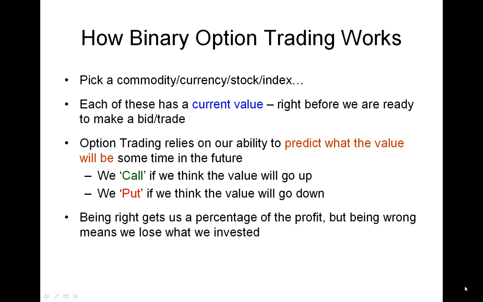Let's overview what binary option trading basically is. We pick a commodity or currency or stock, and each of these has a current value at any given point in time. And binary option trading relies on our ability to predict what the value is going to be sometime in the future. We call if we think the value is going to go up, and we put if we think the value is going to go down. Being right gets us a percentage of what we put in, but being wrong means we lose all of what we invested. And this is overviewed in detail in part 1 of the series, which focuses on binary option trading from the perspective of a beginner.